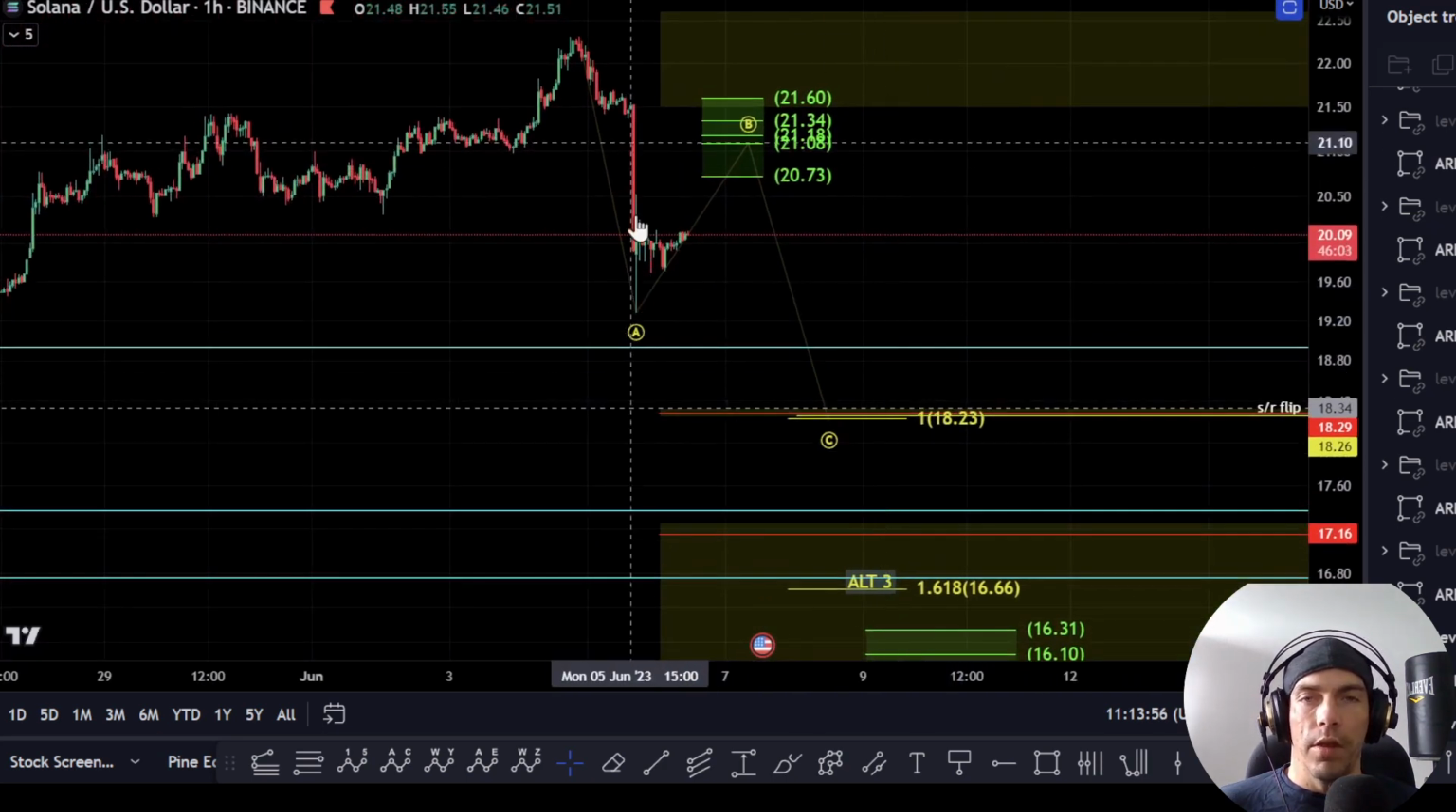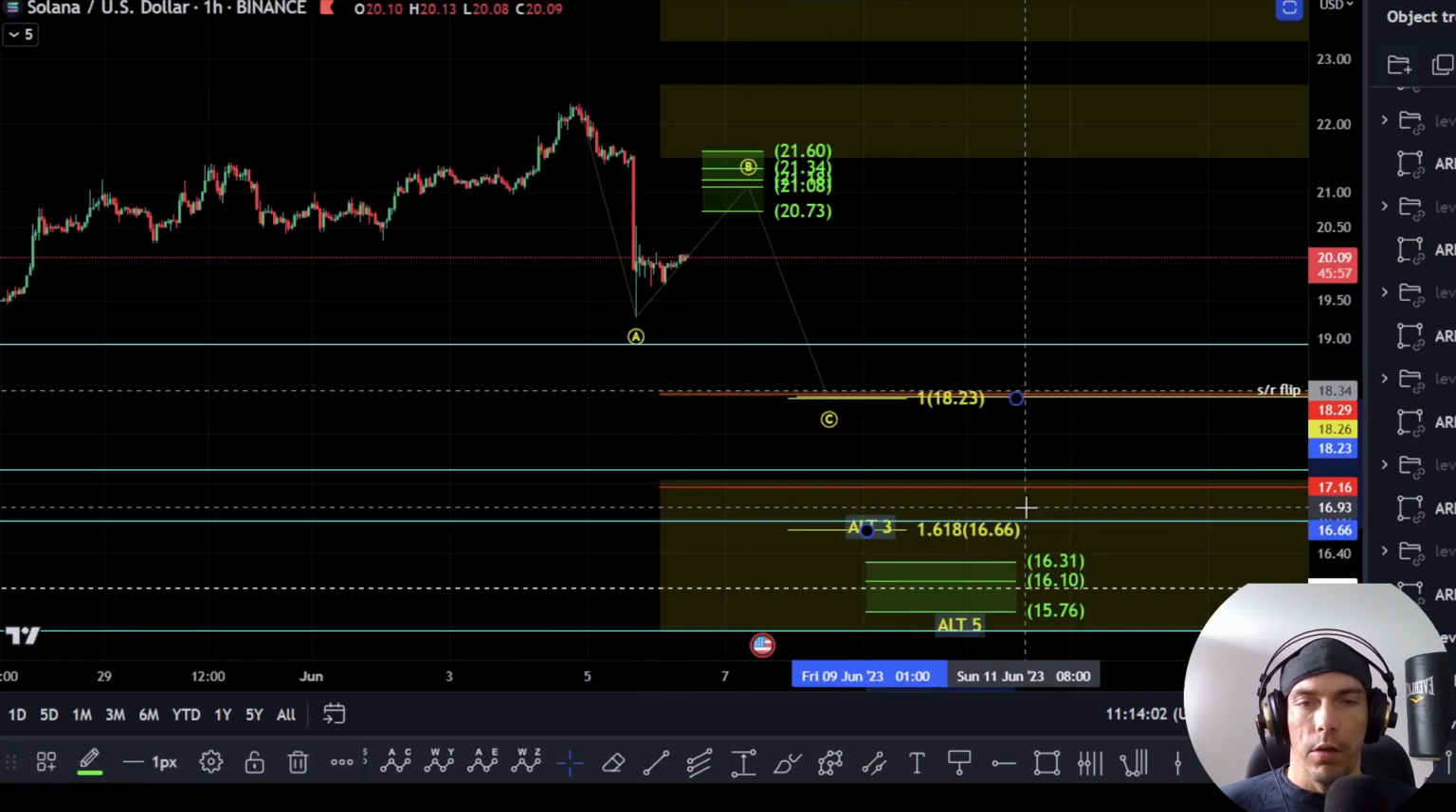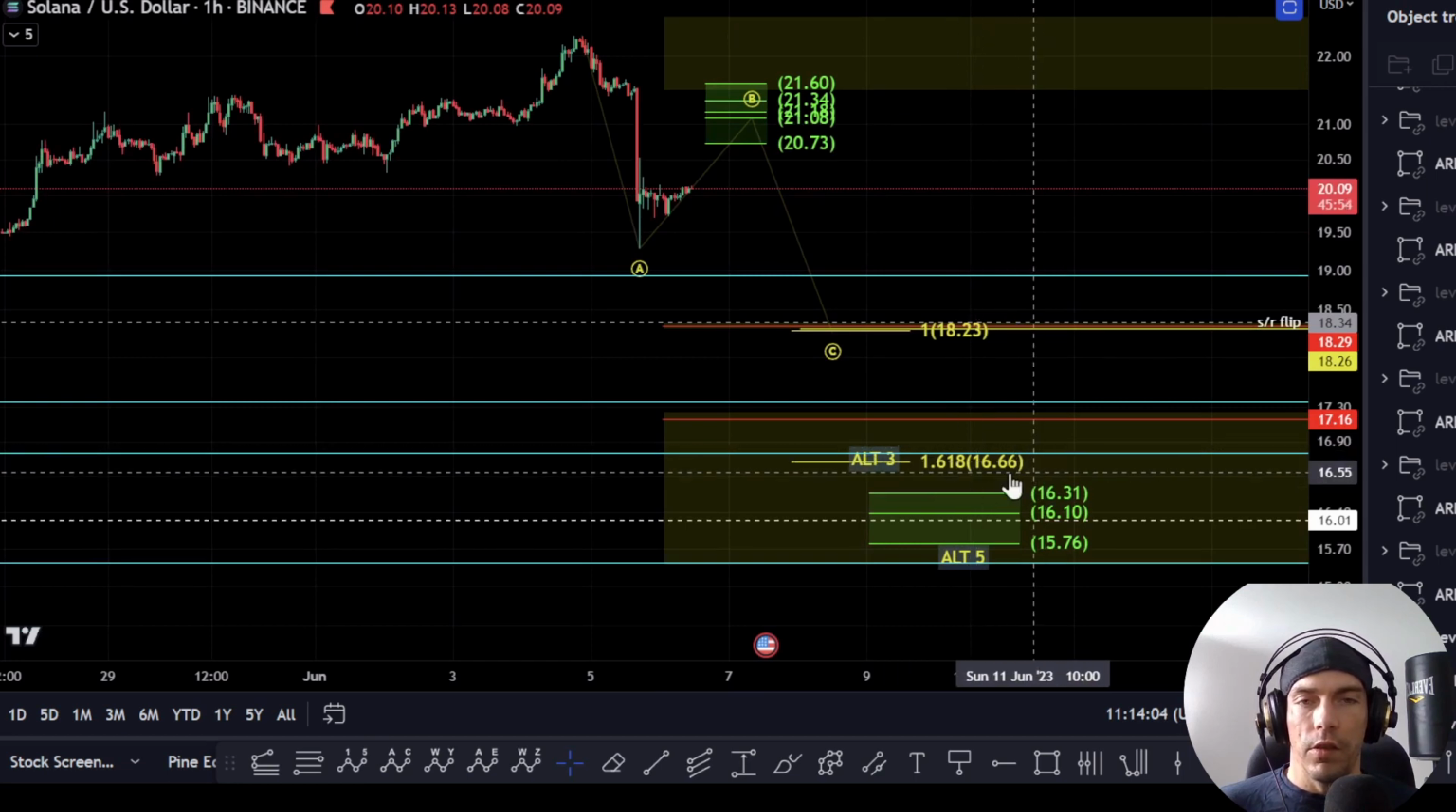Once again, the same idea here will be playing out, that if we see a 3-wave move to the upside, we could still see a bigger 3rd wave to the downside here. We could see this 1666 get hit.